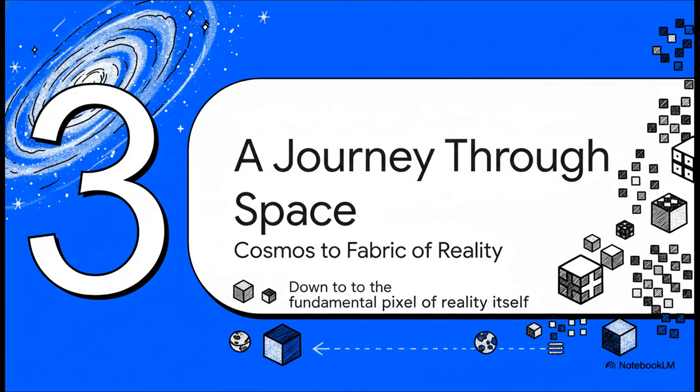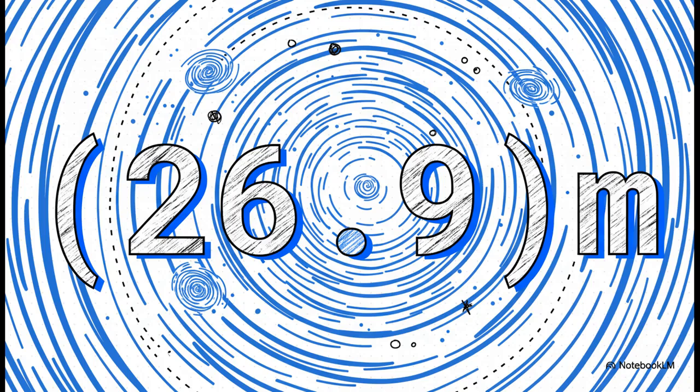Okay, deep breath. Now we're going to do that exact same journey all over again, but this time through space. We're going from the very edge of everything we can possibly see all the way down to the fundamental pixel of reality itself. Our journey starts at the biggest scale imaginable, 10^26.9 meters. That's the diameter of the visible universe.